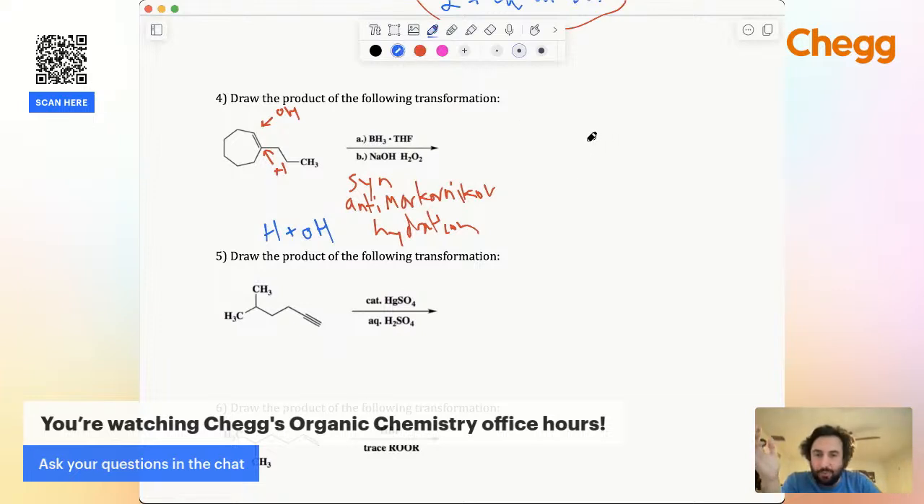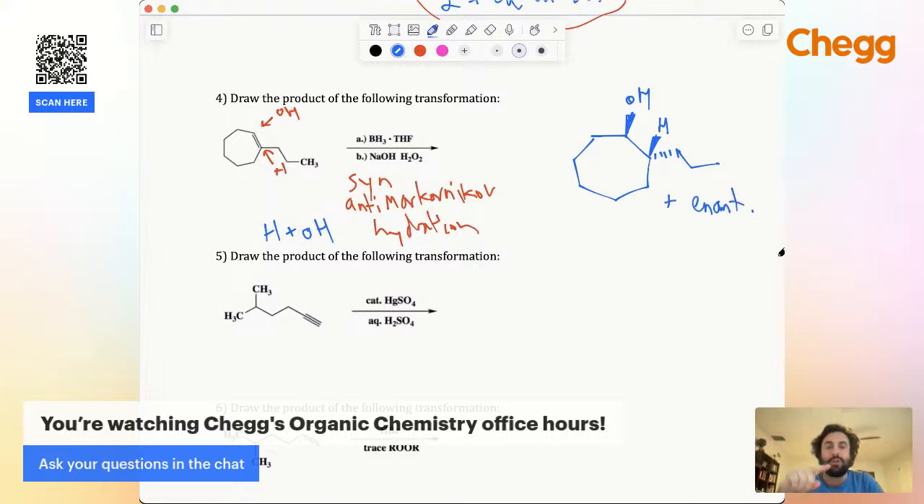We've got this 7-membered ring, 1, 2, 3, 4, 5, 6, 7. And let's say we added them to the top. We're looking at this top down. Let's say we added to the top. So this propyl group will get pushed down onto the dash. And then we have the OH on the wedge over here. And we have the hydrogen over here. Plus enantiomer, right?